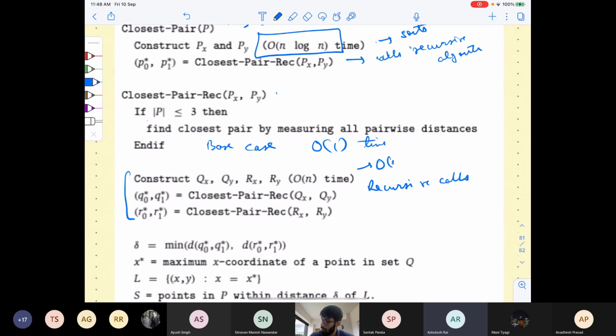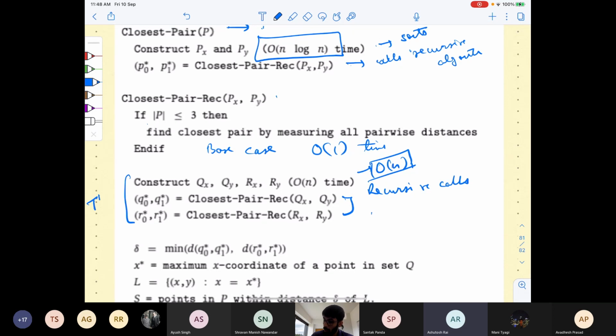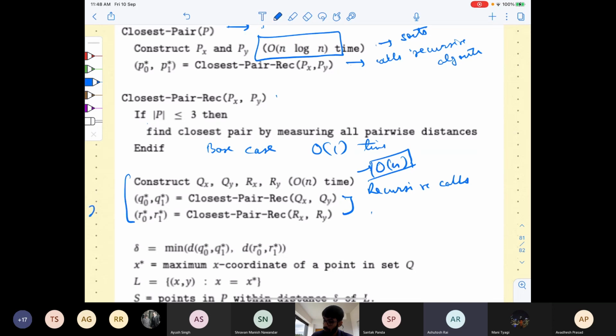So this is order n time in making these lists, and this we had seen how to construct in order n time. Then we make the recursive calls, 2 of them, which will take time how much? T of n over 2. So 2T of n over 2. And this is order n.